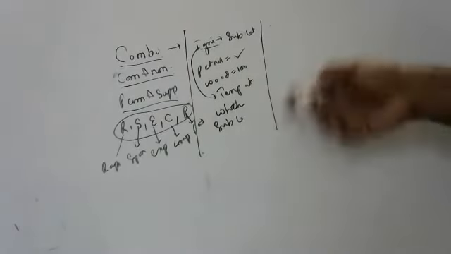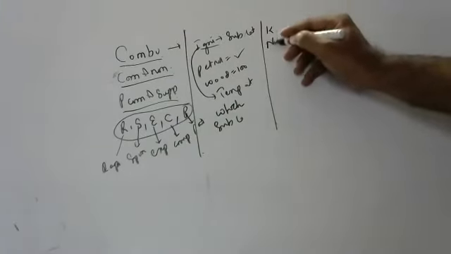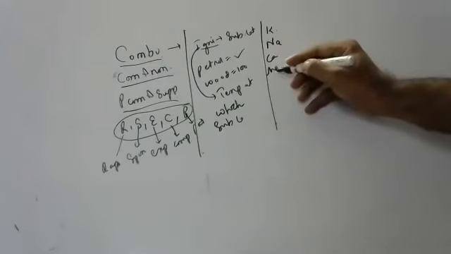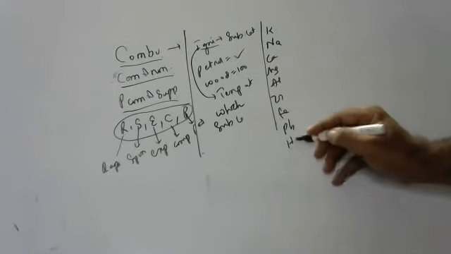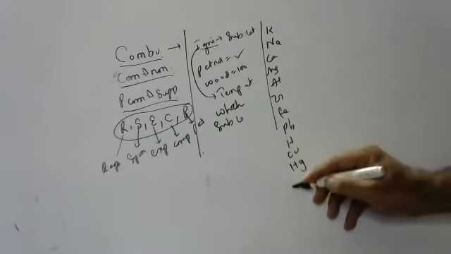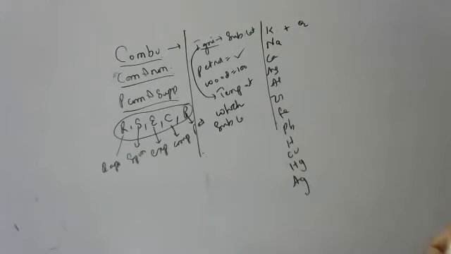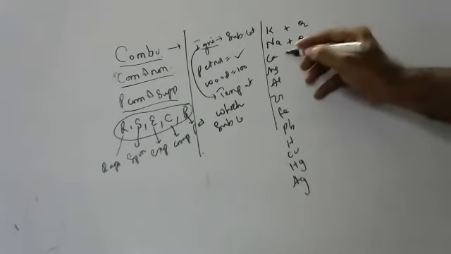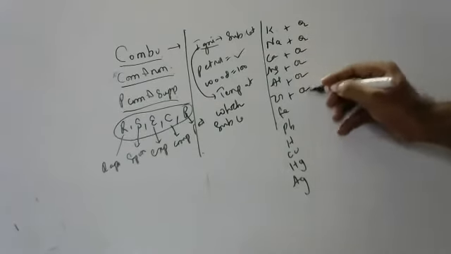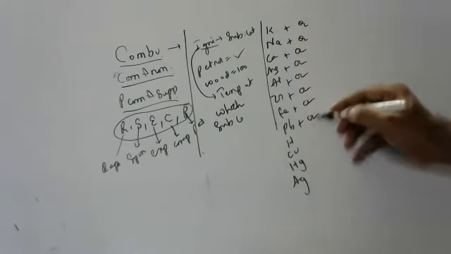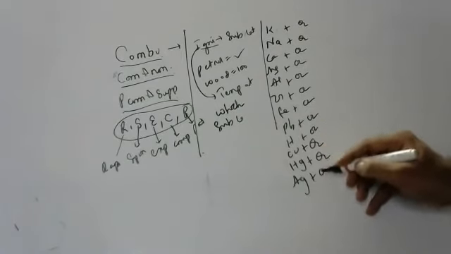Okay, so different combustion agents. Children, what are the famous metals? Potassium, sodium, calcium, magnesium, aluminium, zinc, iron, lead, hydrogen, copper, mercury, silver. Combustion means most of the time reaction with oxygen only, children. I'm just showing the reaction with oxygen. In metals and non-metals we already studied this reaction, just a small reaction. So you will understand any combustion looks like this only. It reacts with oxygen.